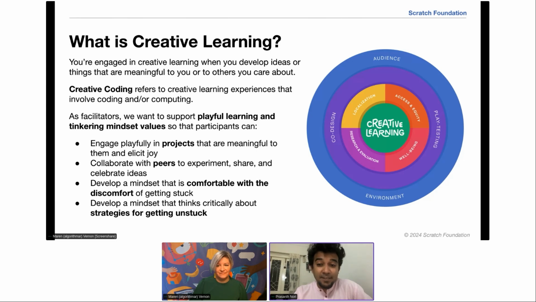As facilitators, we want to support playful learning and values around the tinkering mindset, so that participants can engage playfully in projects that are meaningful to them and elicit the 4 P's, which we will get into over the course of today. We want them to collaborate with peers to experiment, share, and celebrate ideas, to develop a mindset that is comfortable with the discomfort of getting stuck, and a mindset that thinks critically about strategies for getting unstuck. So saving some space for the process to start again, or help them imagine what's next.